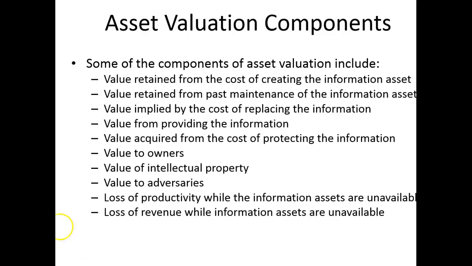And then we have value acquired from the cost of protecting information. Separate from the cost of developing or maintaining the information is the cost of providing information to those users who need it. This can also include the infrastructure necessary to provide access and control of the information. And then value acquired from the cost of protecting the information. Also value to the owners: how much is your social security number worth to you, or your phone number? These are things that have value to the owners.